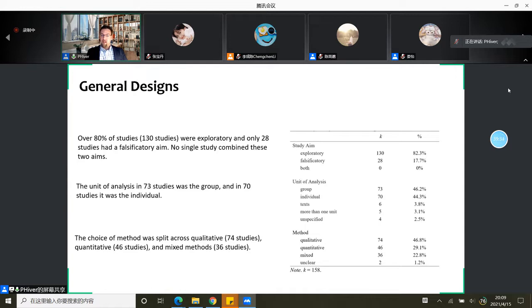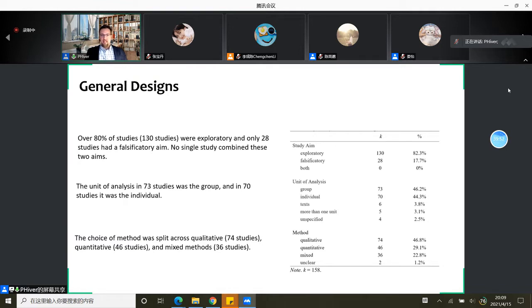And just for objectivity, we coded this idea that a study was confirmatory or exploratory from the research objectives, not based on claims the author made that their study was confirmatory or exploratory.